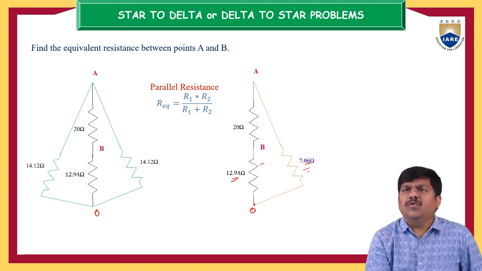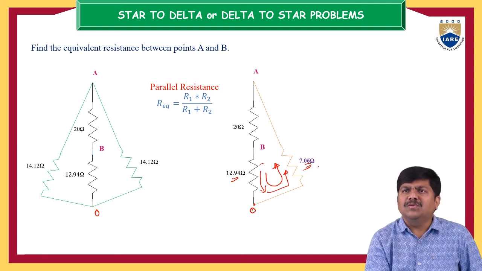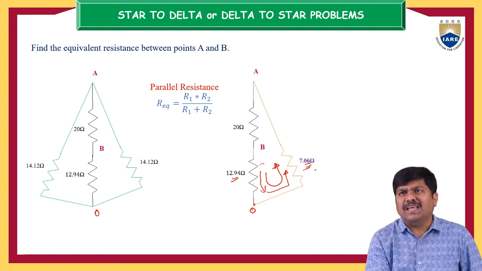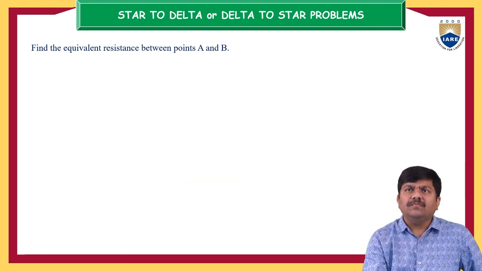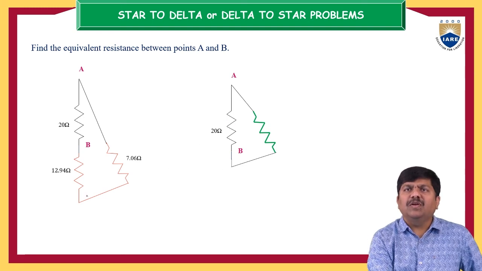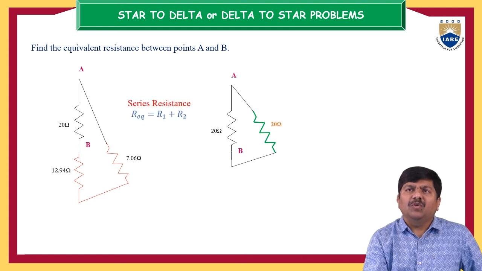So then 12.94 and 7.06, what happens? These two are also in series to each other, because whenever some current is flowing through this 12.94, for that current there is no other path. It has to flow through this 7.06, and the current in 12.94 and the current flowing through this 7.06 are also the same. So this 12.94 and 7.06 ohm are said to be in series connection. So that is the final step. So A and B with 20 ohm, and this 12.94 which is marked in red color, can be equivalently represented with the green color resistance having a value of 20 ohm.